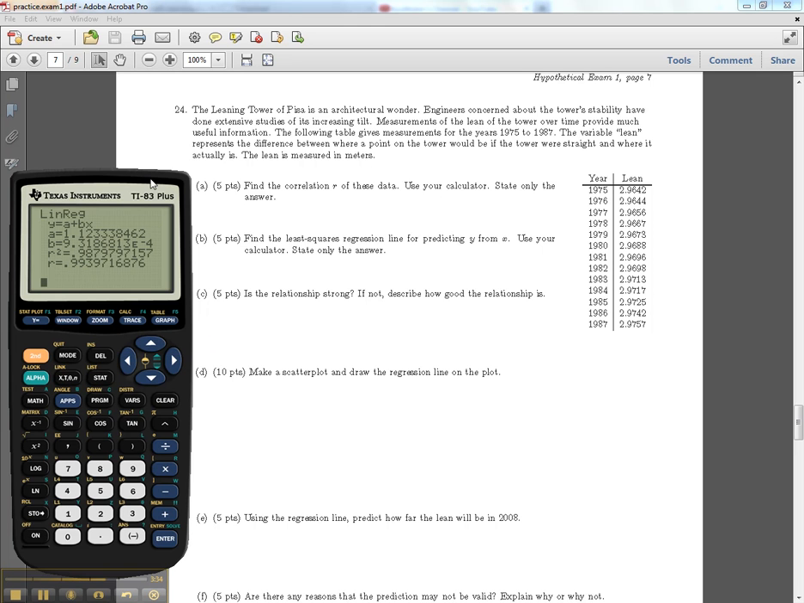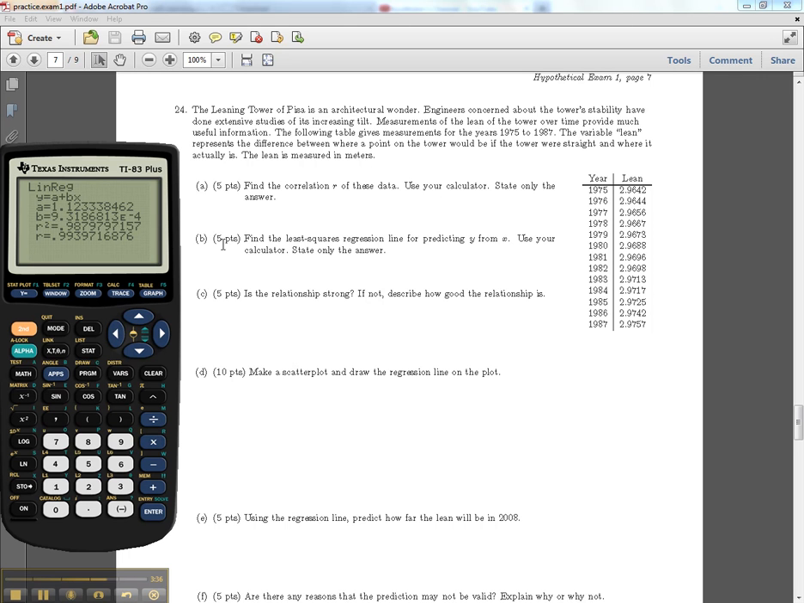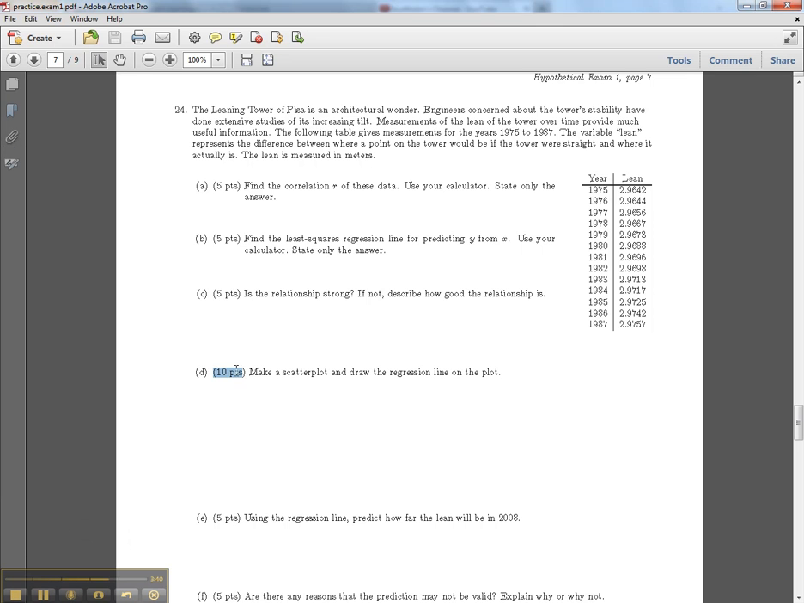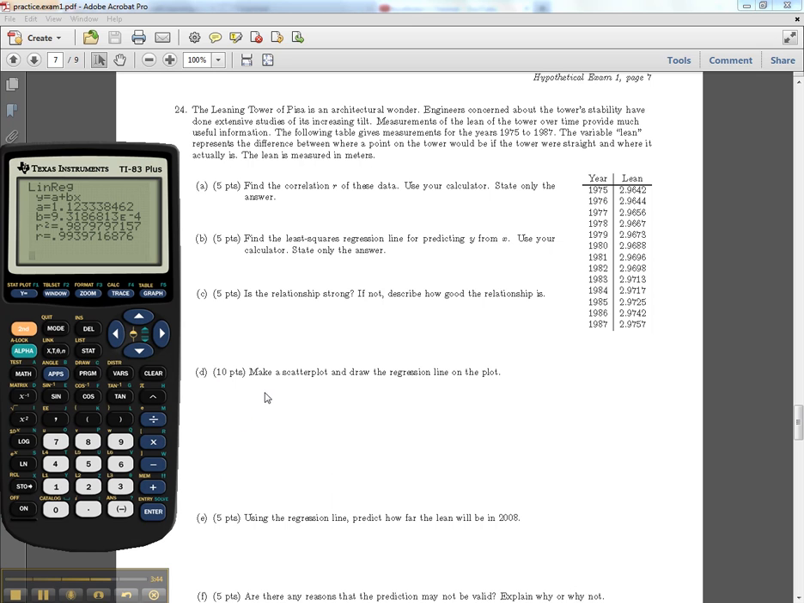And letter D, I'm going to skip that because I'm going to assume that you know how to make a scatter plot, and it's going to take a lot of time for me to draw it out. But look at that. Look how many points it is. It's 10 points to draw a scatter plot. So don't screw up on your scaling. And when you're drawing the line to best fit all the data, just do the best you can.